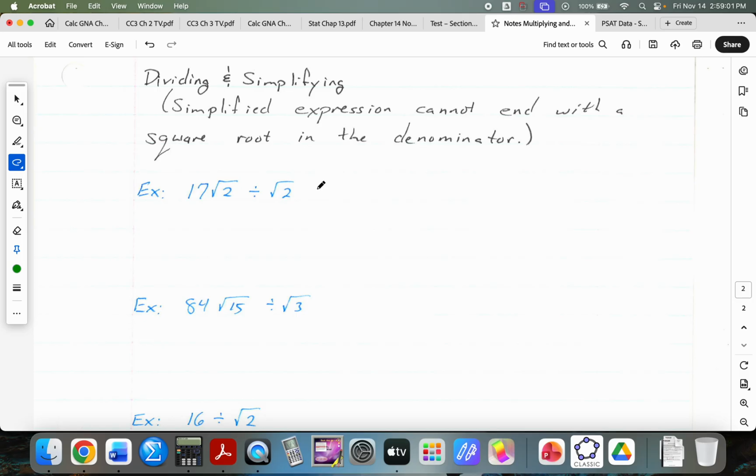So, for this one, this is one of the easiest ones that you'll ever see. 17 square roots of 2 divided by the square root of 2.